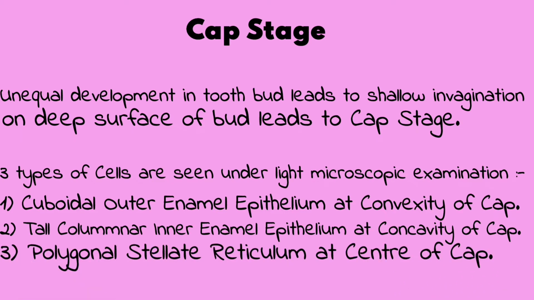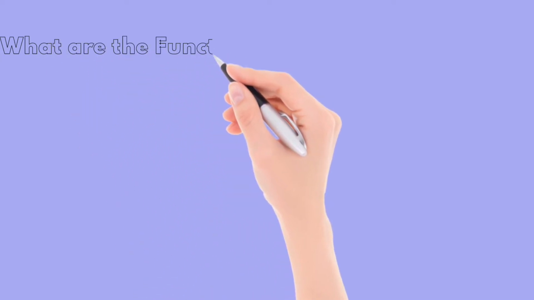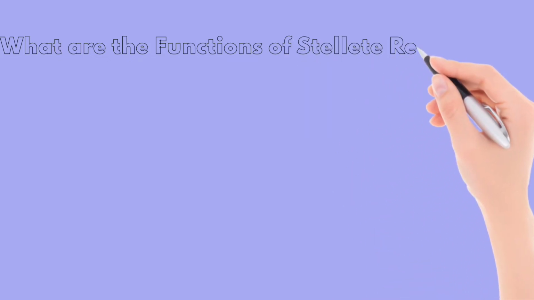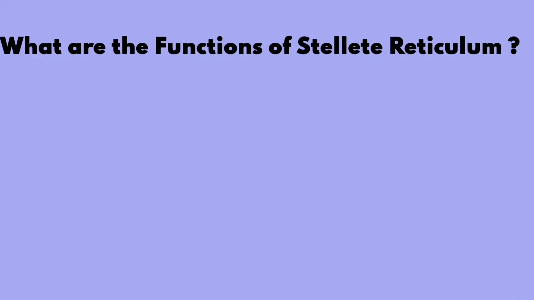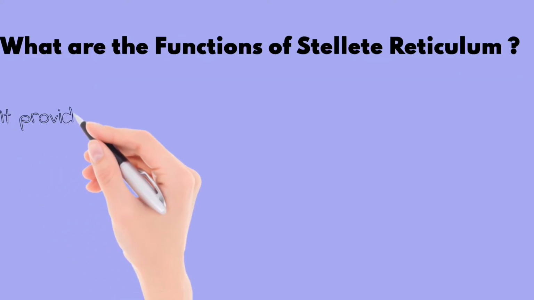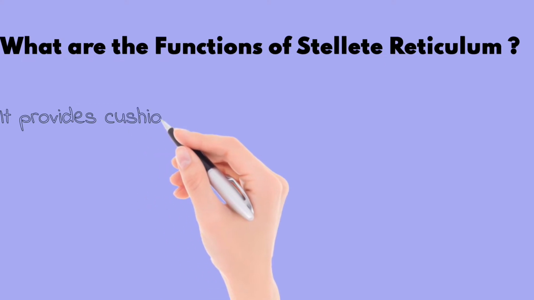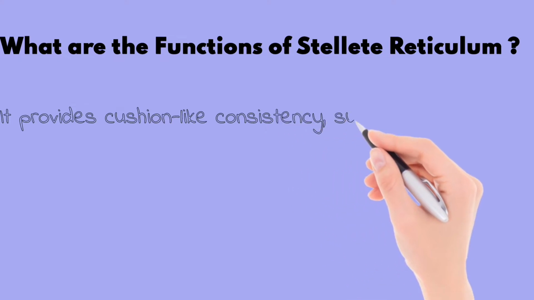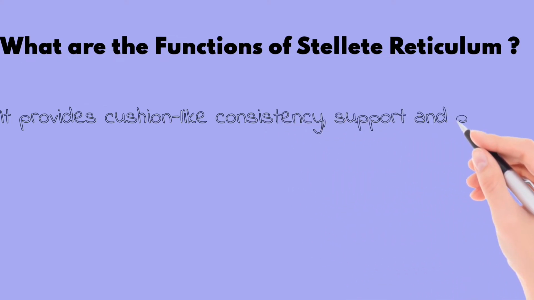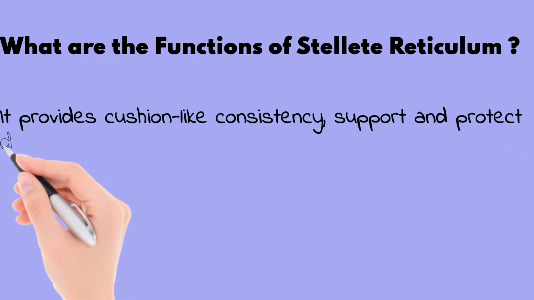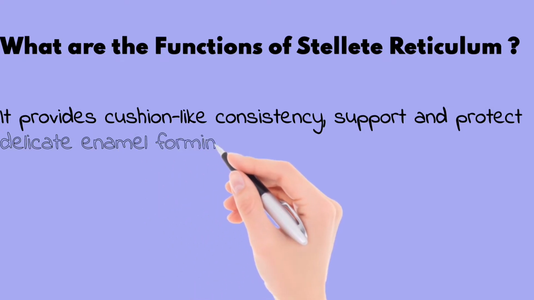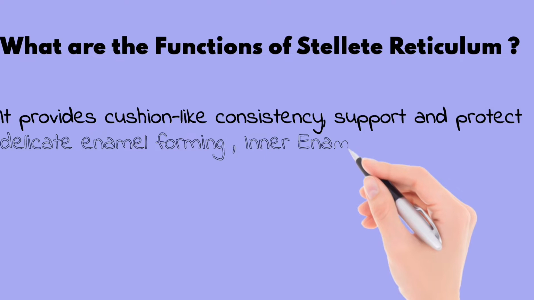So let's move on to the next slide, that is what are these stellate reticulum cells. This is a very frequent question in the viva, so let's study this topic in detail. These stellate reticulum cells have mainly two functions. First, it gives rise to a cushion like consistency, and supports and protects the delicate enamel forming cells, that is the inner enamel organ. So the first function is that it provides a cushion like consistency to the enamel forming cells.